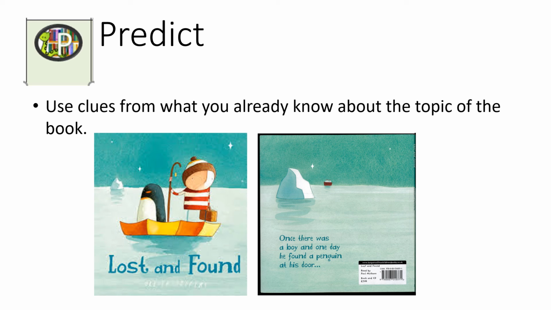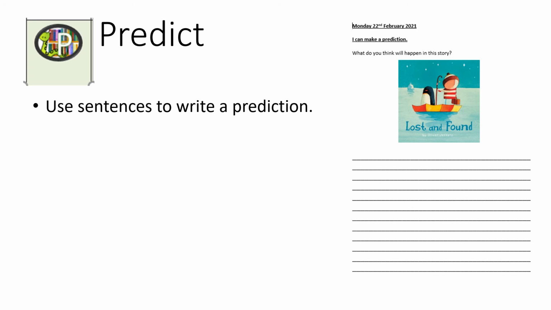So we could have 3 sentences so far. And here it says we're going to use those sentences to write a prediction. So we could say, I predict that there will be somebody lost in this book because it is called Lost and Found. That's me using the writing to tell somebody what I think is going to happen in the book. I might say, I predict that the boy and the penguin, I think they might be standing in an umbrella. Because that tells me something from the picture.